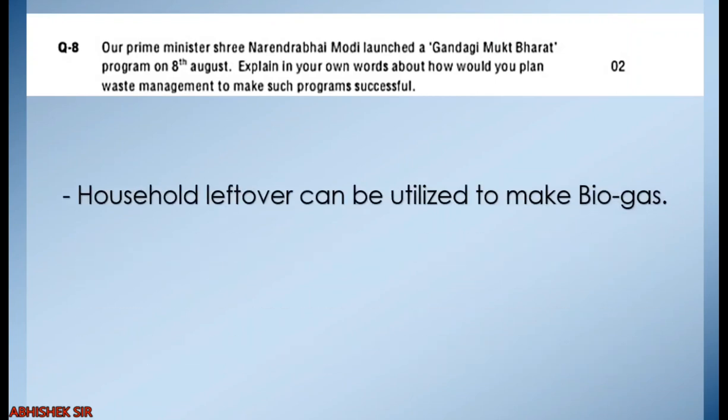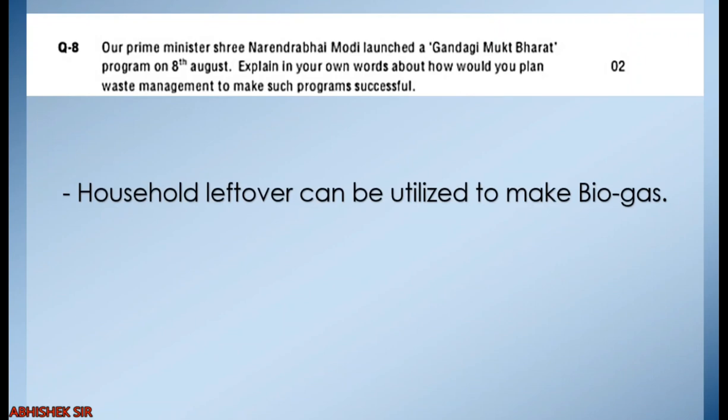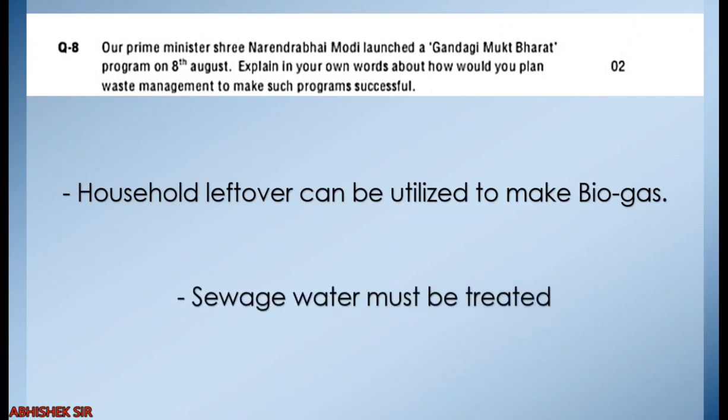Now the first point is household leftovers. We can always start with our house. Household leftovers can be utilized to make biogas. Also we can have compost pits for them.